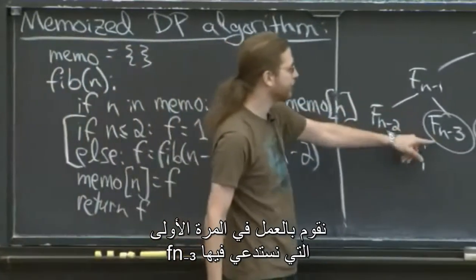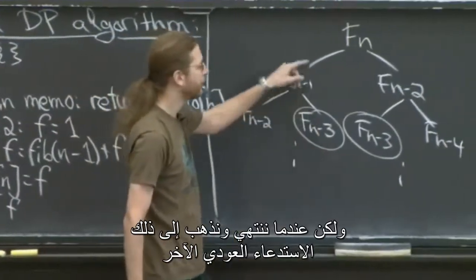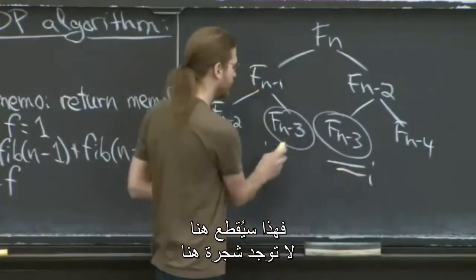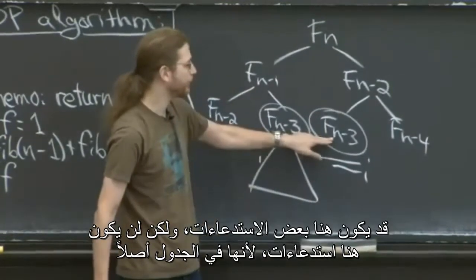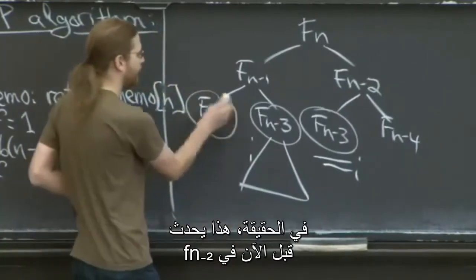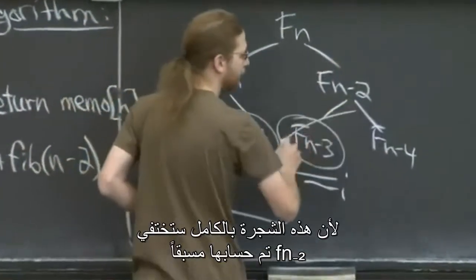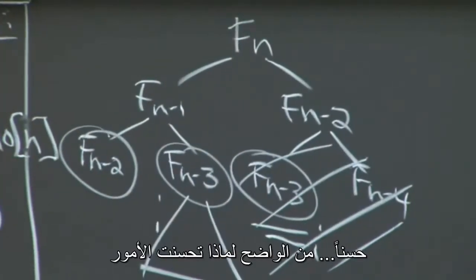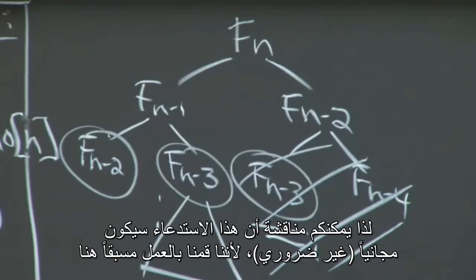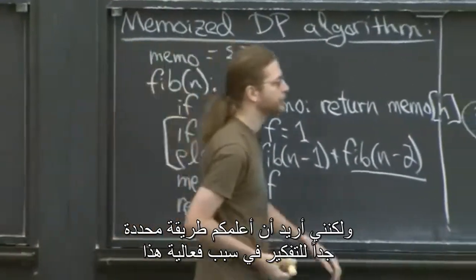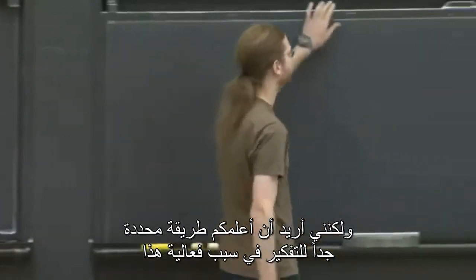The first time you call fn minus 3, you do work. But once it's done, and you go over to this other recursive call, this will just get cut off. There's no tree here. Here we might have some recursive calling. Here we won't, because it's already in the memo table. In fact, this already happens at fn minus 2. This whole tree disappears because fn minus 2 has already been done. So it's clear why it improves things. In fact, you can argue that this call will be free because you already did the work in here. But I want to give you a very particular way of thinking about why this is efficient.